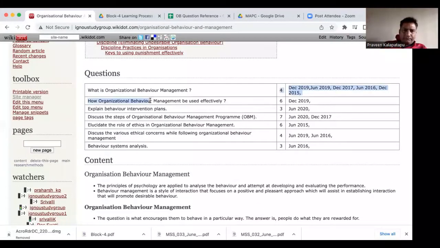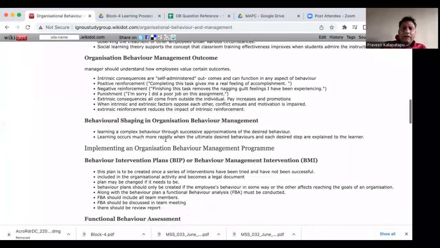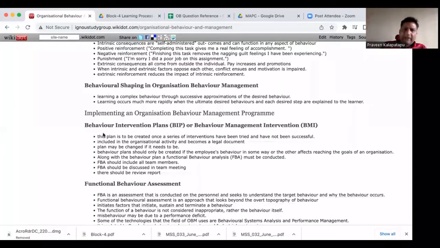So now we are going into another question which was asked, which is the implementation of this organizational behavior management program. In an organization, when you make any program, the first thing is the plan. So how exactly are you going to put in a behavior intervention? This can be called behavior intervention plans or behavior management intervention, BIP or BMI.